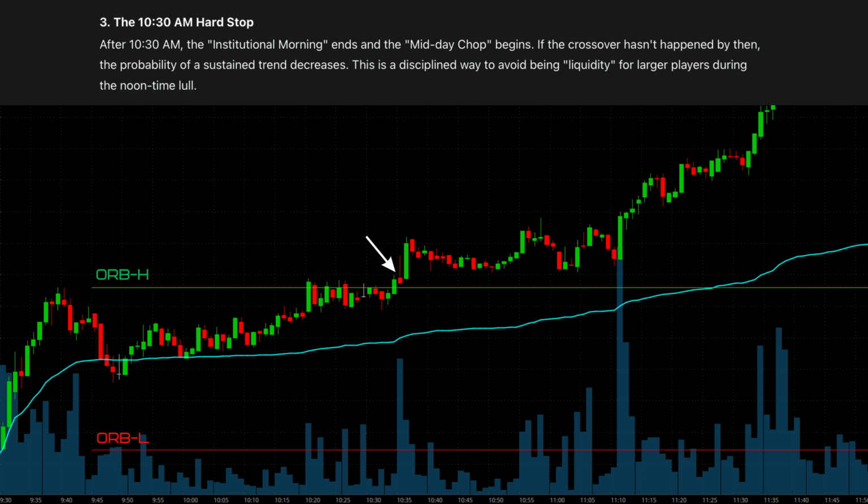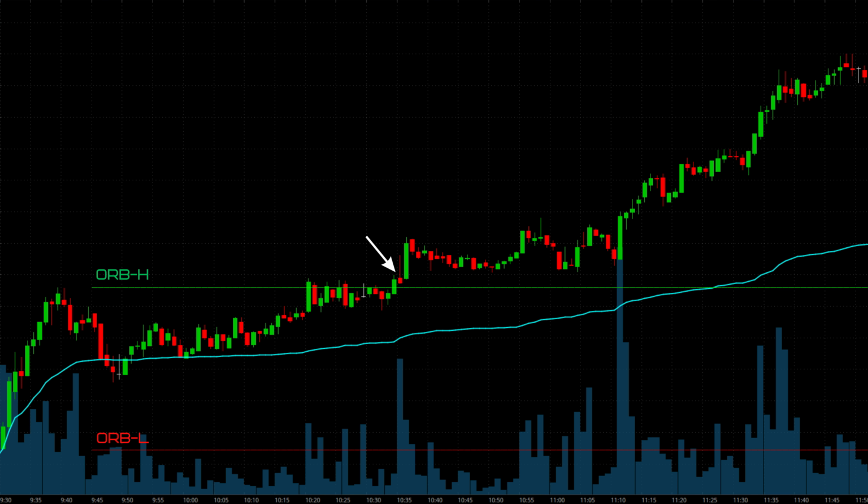3. The 10:30 a.m. hard stop. After 10:30 a.m., the institutional morning ends and the midday chop begins. If the crossover hasn't happened by then, the probability of a sustained trend decreases. This is a disciplined way to avoid being liquidity for larger players during the noontime lull.